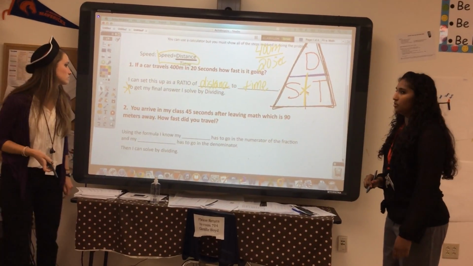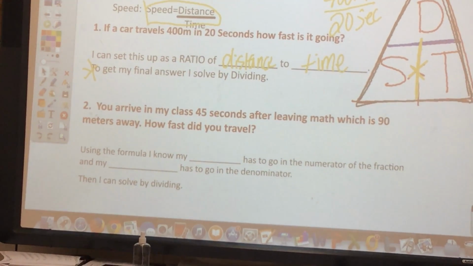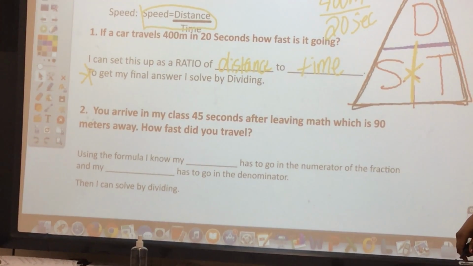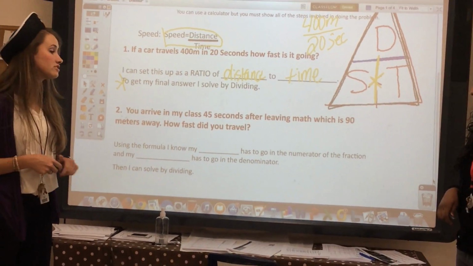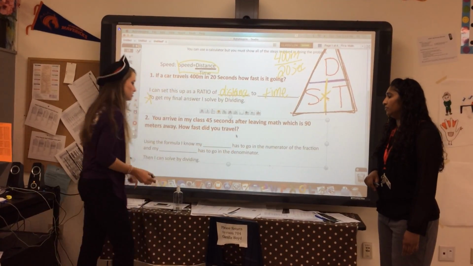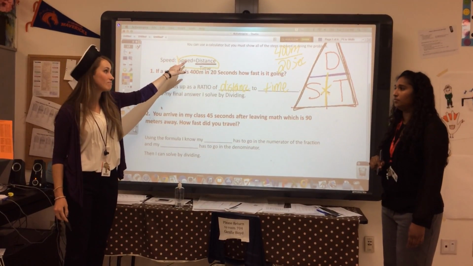All right, so number 2: you arrive in my class 45 seconds after leaving math, which is 90 meters away. How fast did you travel? Okay, so it's still asking for the speed. How fast did you travel would be asking for the speed at which we traveled.